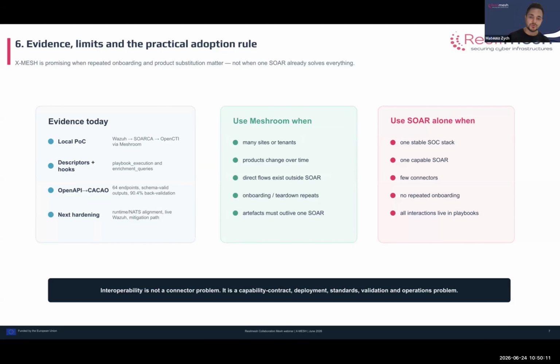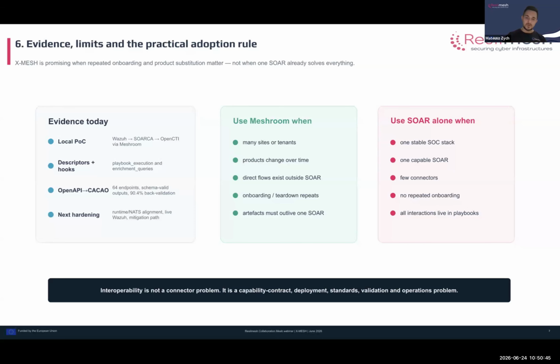So when should we use Mushroom, and where should we only use SOAR, right? So for the SOAR, we have one stable SOC stack. We have a capable SOAR that can do many things. We have connectors that we already have inside our SOAR, and we can auto-generate them. We don't have any repeated onboarding, right? So we only execute actions, and we don't need to do onboarding of new components in an infrastructure. So this is where you utilize the SOAR.